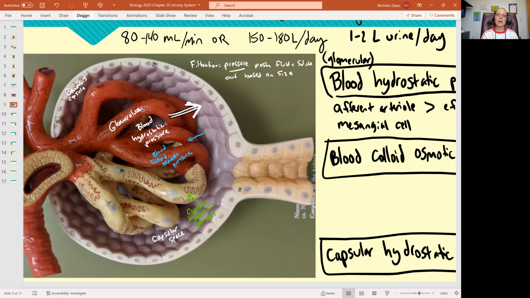So as fluid and electrolytes leave the glomerulus, what gets left behind becomes concentrated, and that's going to pull fluid a little bit back in. And then also I have a third pressure, the capsular hydrostatic pressure. And here I'm showing the arrow pointing back into the glomerulus. The idea here is the space is not empty. So there's going to be some resistance to like this mass exit.